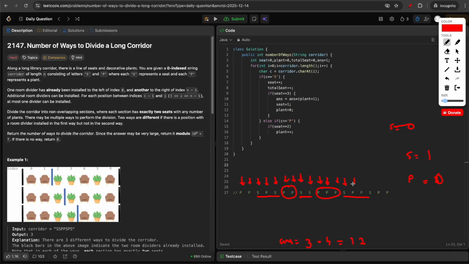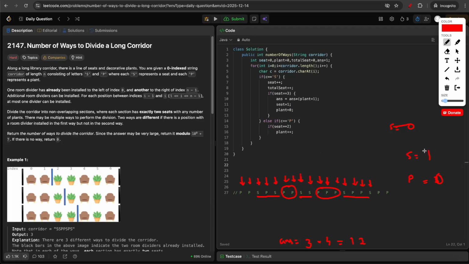So next you are at here. It's a plant. So you'll go to the plant case, but seed count is not equal to 2. So you won't count this plant. Like we discussed, you won't count this plant because this plant is between 2 seeds. So you can't anyway make a partition here. So again, when you are at here, C equal to P, the seed count is not equal to 2. So you won't count this P as well.